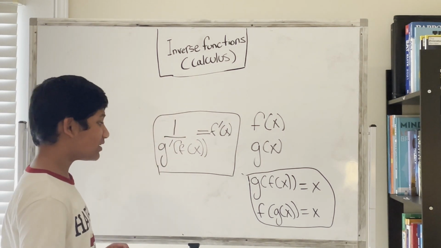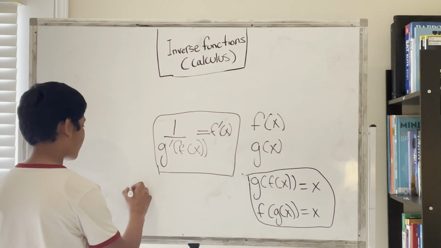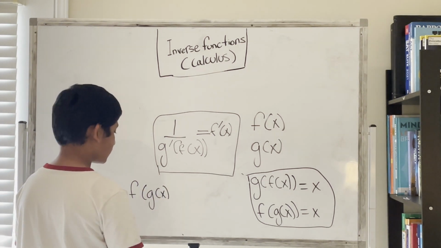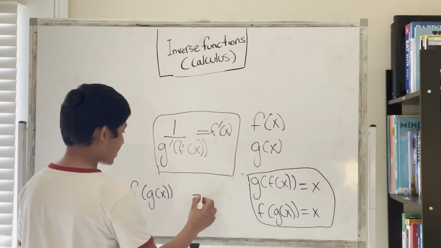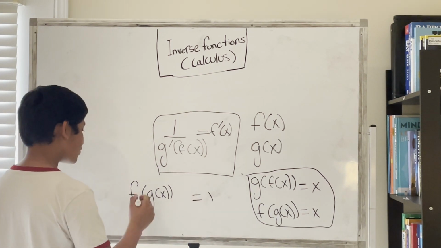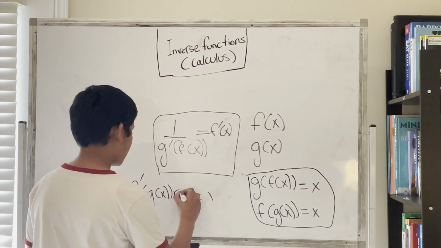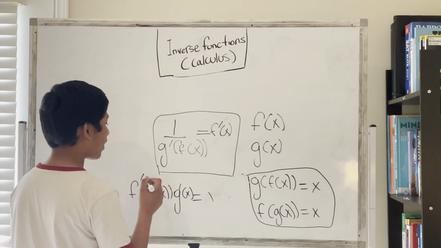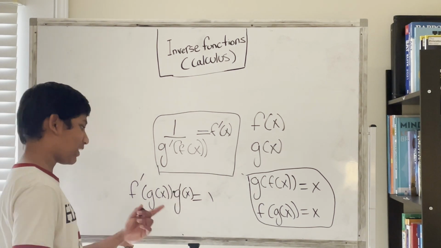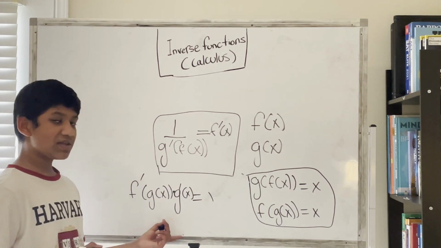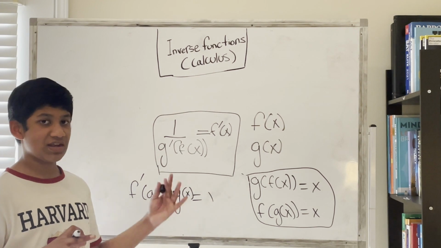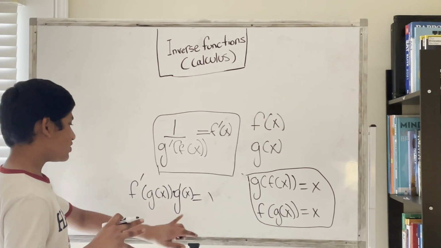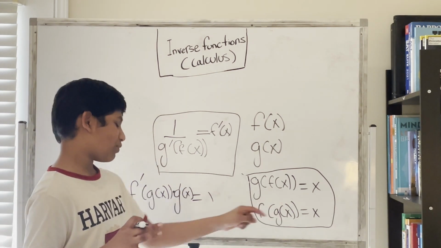Now, let's look at the other scenario. If we have f of g of x, and let's differentiate this, we know that x is going to be equal to 1. This is going to be f prime of g of x times g prime of x. And I'm skipping the differentiating part, without writing the differentiating symbols and doing the full work, I'm just differentiating right now. So this is the differentiated part of this equation.